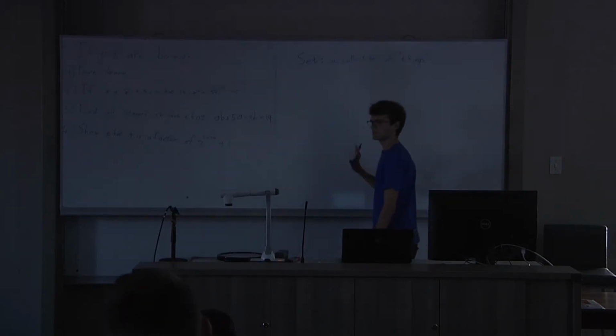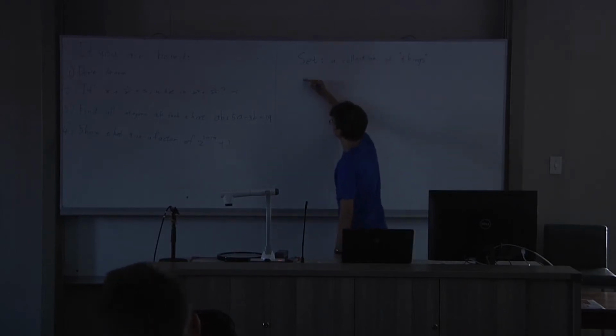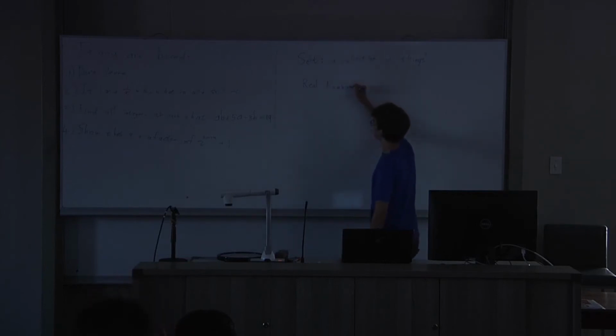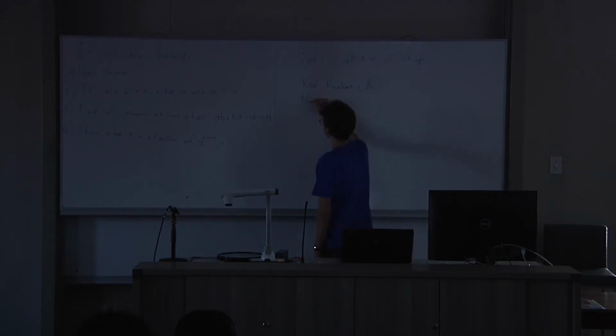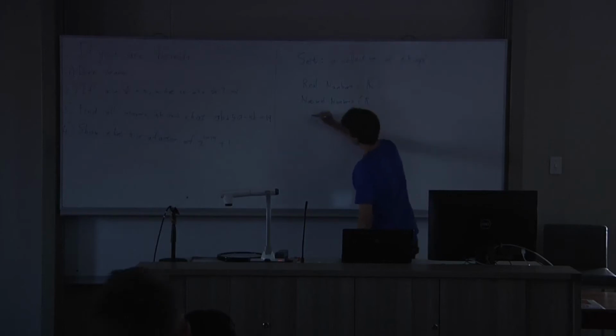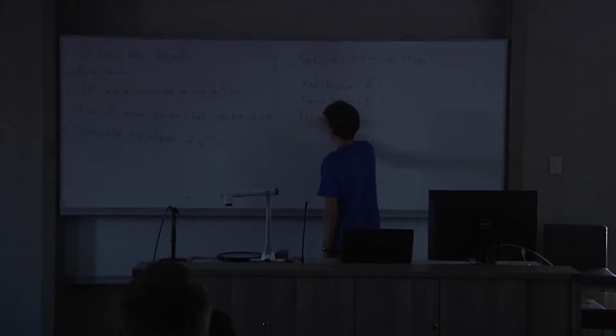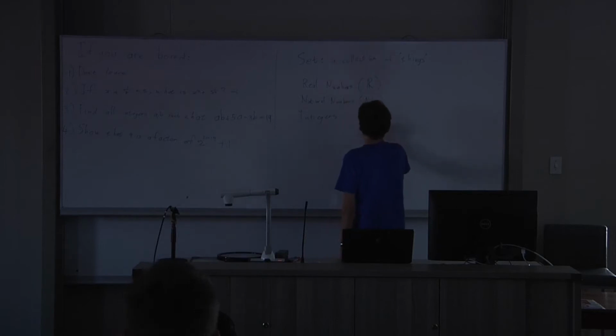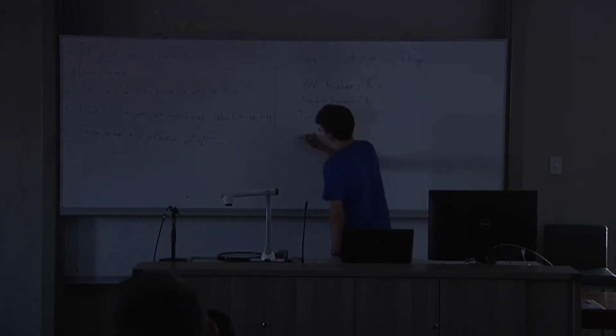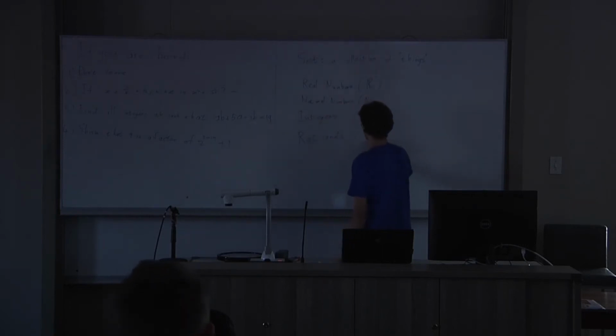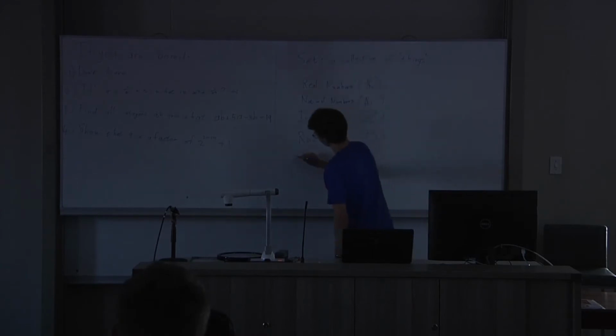There are a few different types of numbers that you normally work with. For instance, real numbers, which are indicated by that. Natural numbers, which are indicated by that. Integers, indicated by that. Rationals, irrationals.